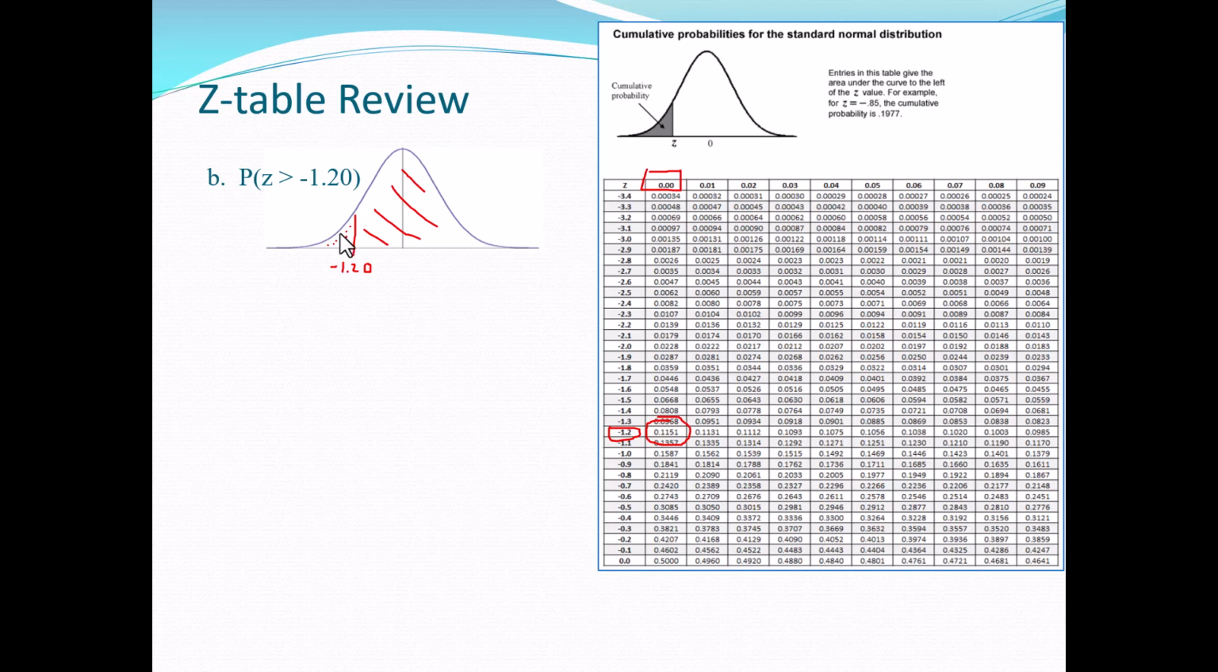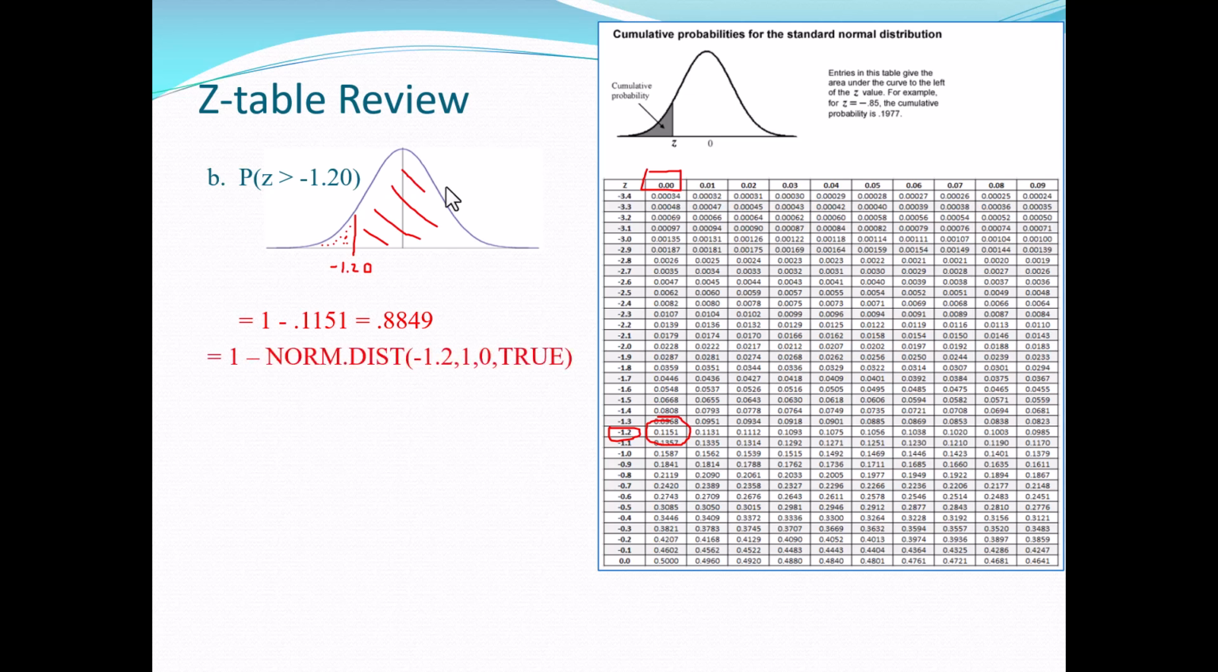That's not the greater than probability, that's the polka dots, that's the red dots, that's the less than probability, and so I need to be able to use that. And so what we do is we subtract that from 1. And so the probability z is greater than negative 1.20 is 0.8849.